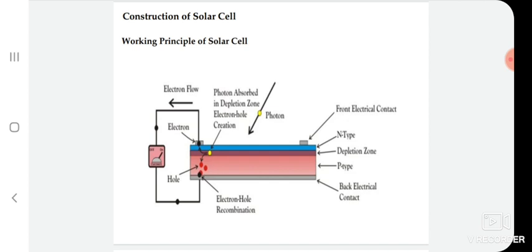Now, how this solar cell works, that we have to understand. When light reaches the p-n junction, the light photons can easily enter the junction through the very thin p-type layer. The light energy in the form of photons supplies sufficient energy to the junction to create a number of electron hole pairs.